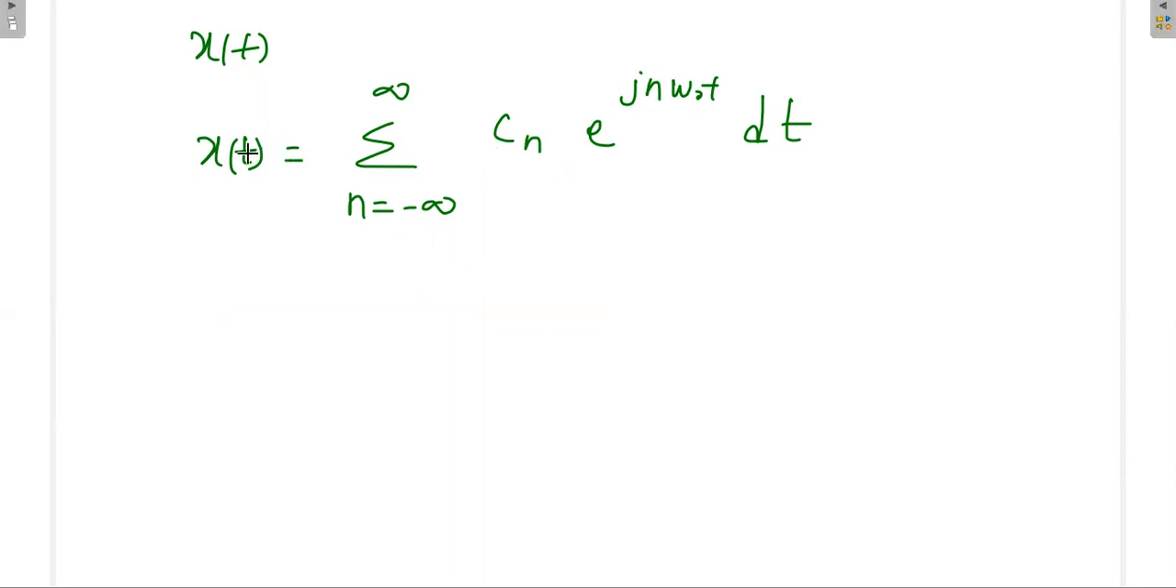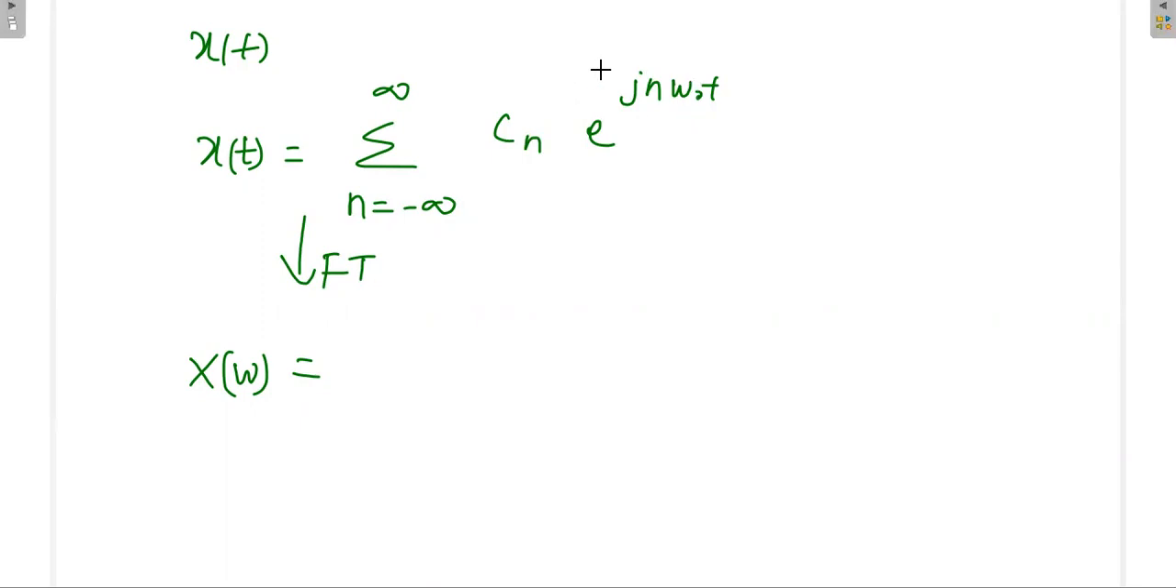Once you apply the Fourier transform to this entire equation, on both sides, x of t will become x of omega. I think here dt won't come. So the Fourier transform of x of t is x of omega, then summation n from minus infinity to plus infinity of Cn e power jn omega naught t. Anyway, that Cn is independent of t. Cn is like a constant.